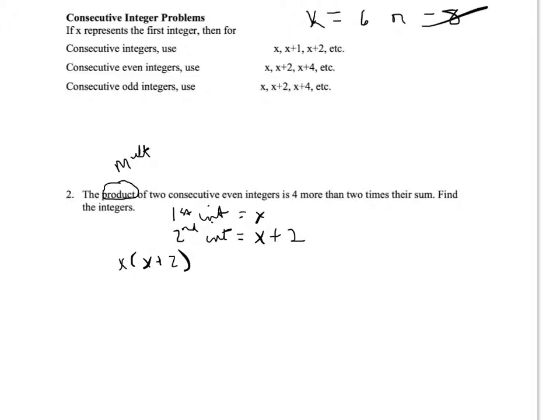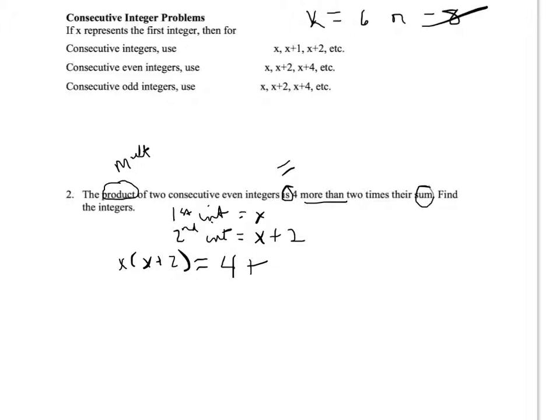The word "is," when it's all by itself, without "is more than" or "is less than," is typically the word that means equals. So I'm going to put an equal sign. Now I see 4 more than. Remember we talked about this in the last problem, that means I'm going to be adding, so I'm going to have 4 more than, so a plus sign, 2 times their sum.